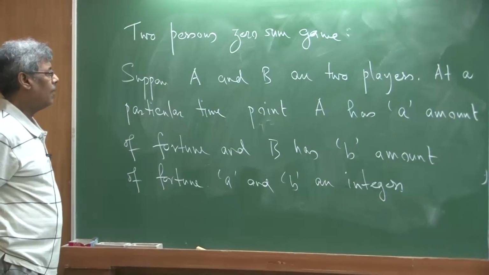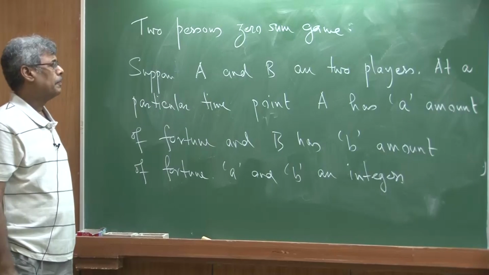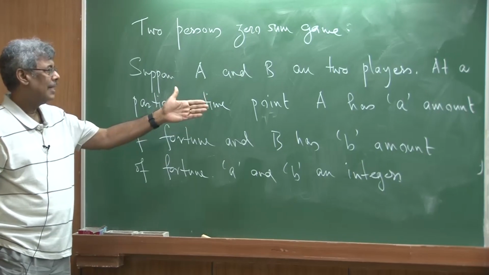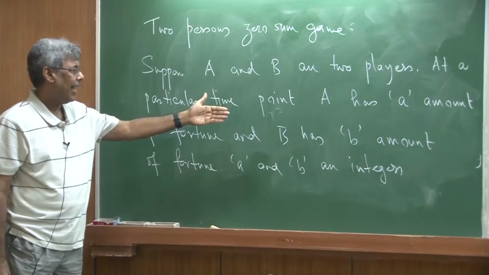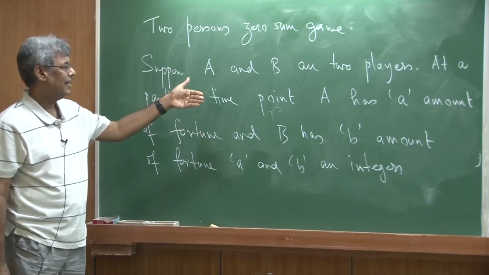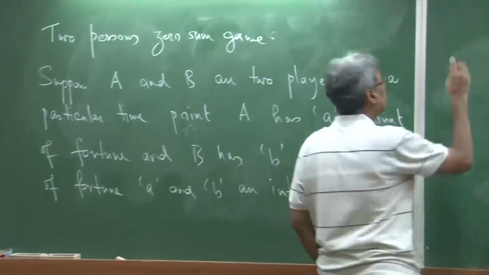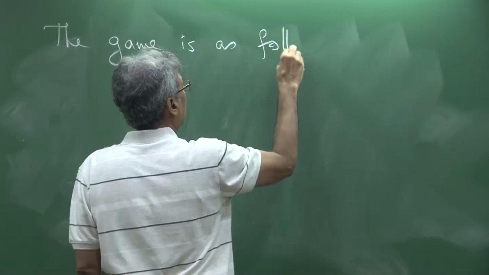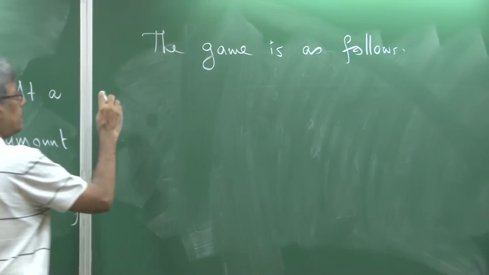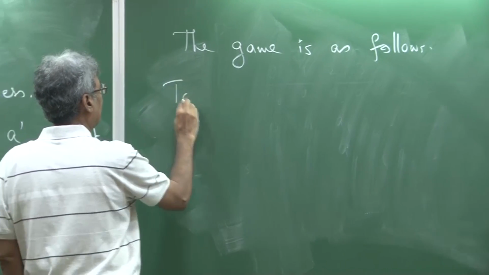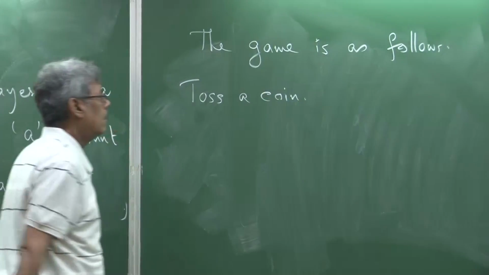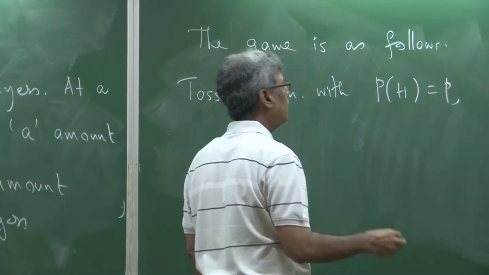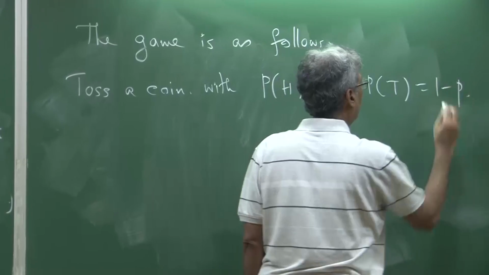So, how is the game? Make it simple. Suppose you toss a coin, and if it turns out to be head, then A wins, and A gets 1 unit of money from B, and if it comes out to be tail, then B wins and B gets 1 unit of money from A. The game is as follows: you toss a coin with probability of head equal to p, probability of tail equal to 1 minus p.